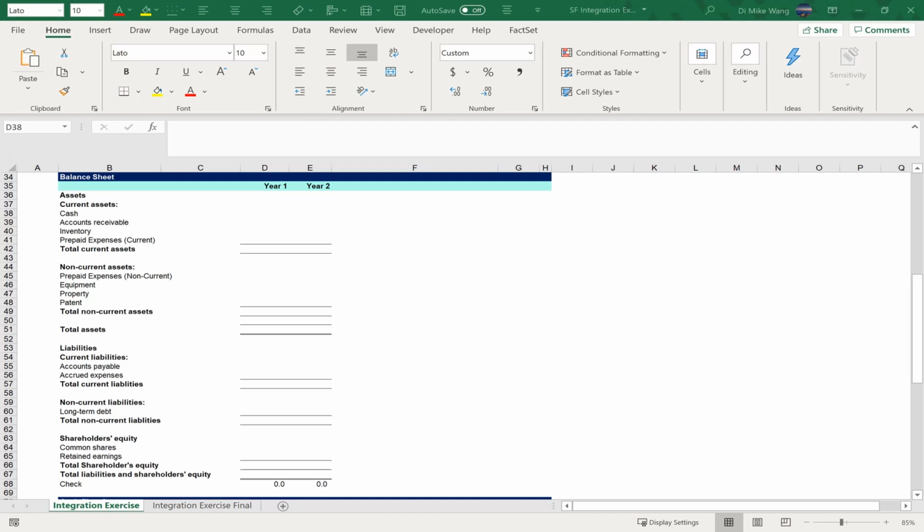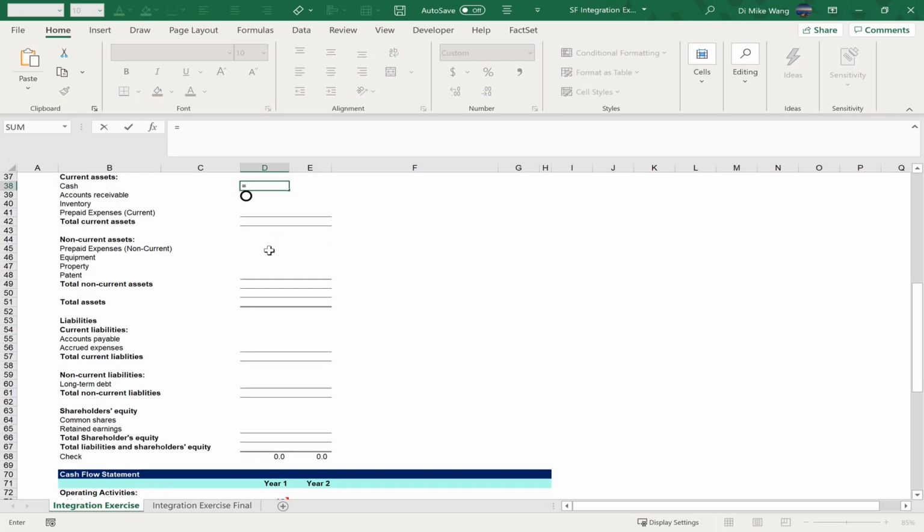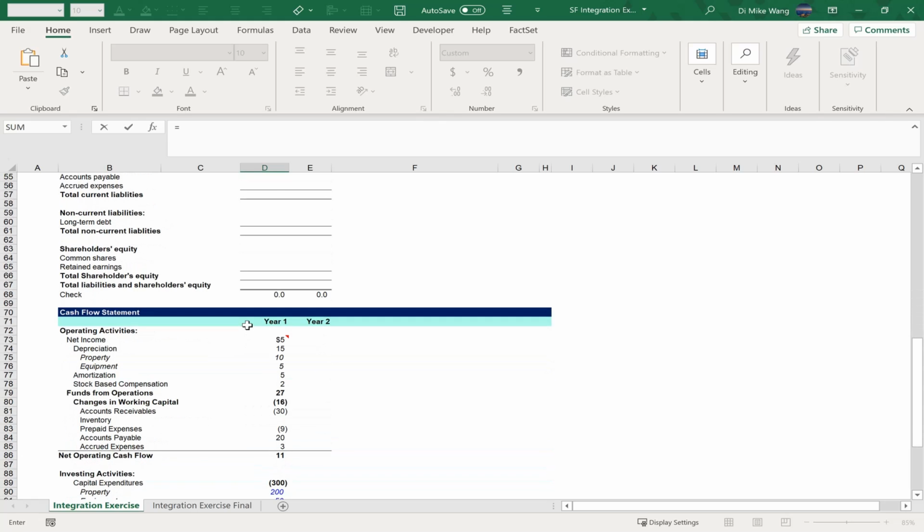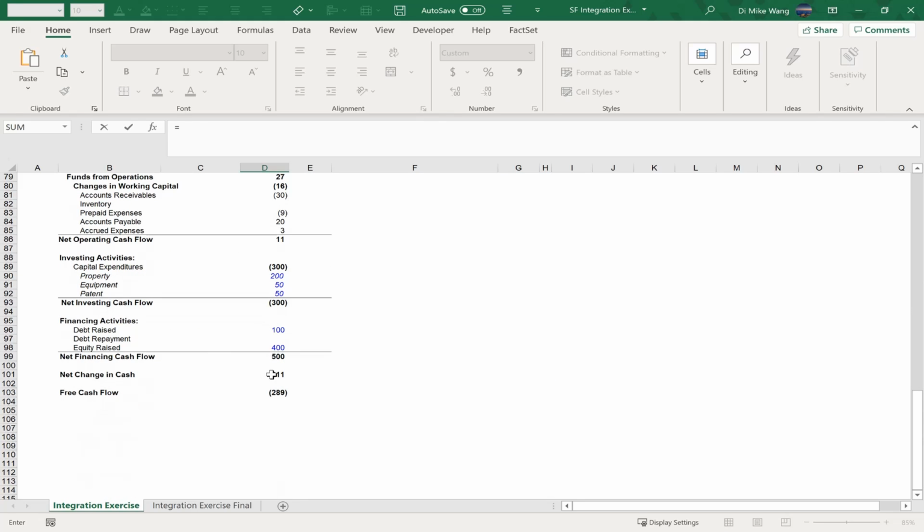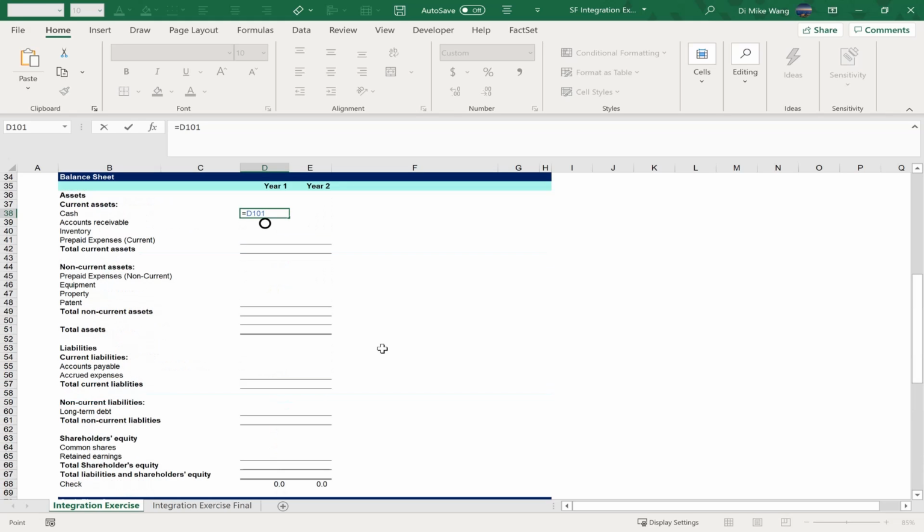Okay, so the first thing that we're going to do is link our cash balance right here from the cash flow statement. So what we'll do is go to cash and link it up from our cash flow statement. And the line item that we're going to be linking from is net change in cash. Okay, and now next, since we've sold $100 worth of scales for year one, but only $70 was collected in cash, we will enter $30 as accounts receivable.